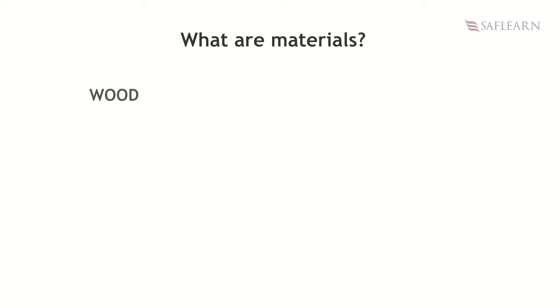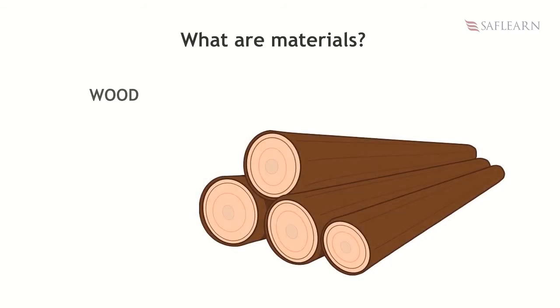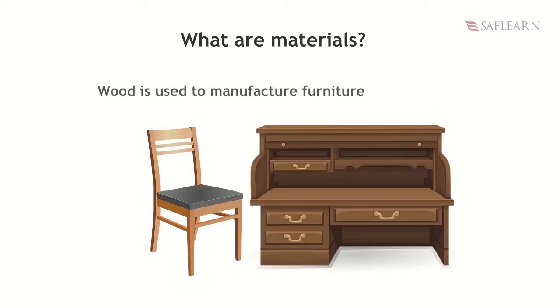In this part of the lesson, we shall discuss wood. One of the materials supplied by nature is wood. It is obtained from trees and commonly used in the manufacture of furniture. How do we identify wood?